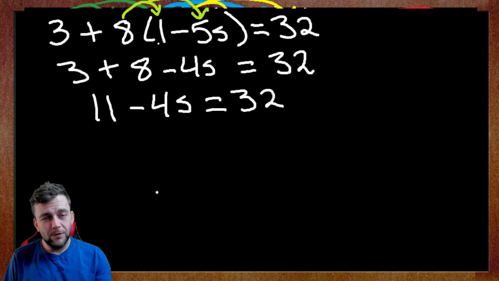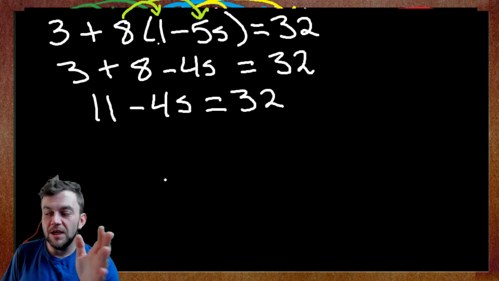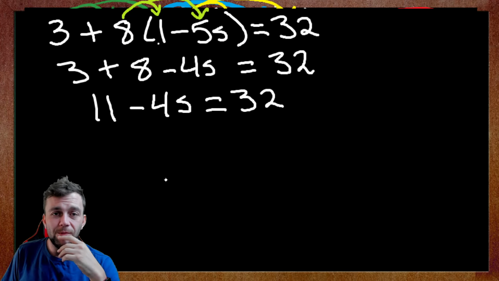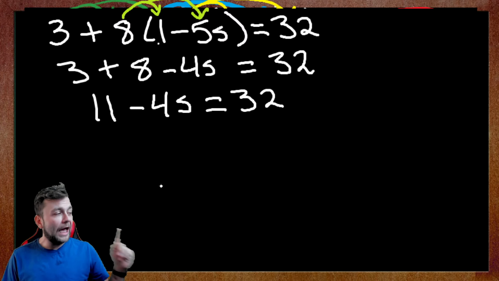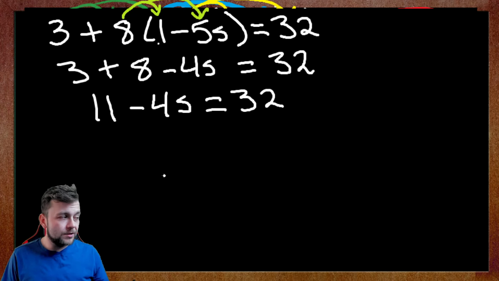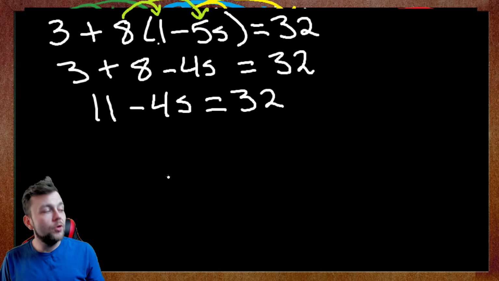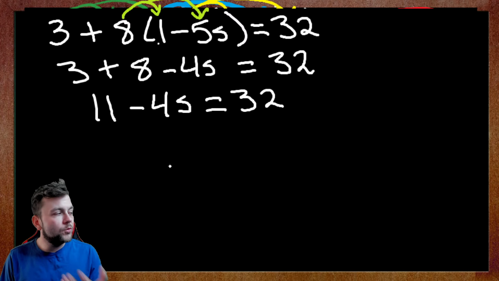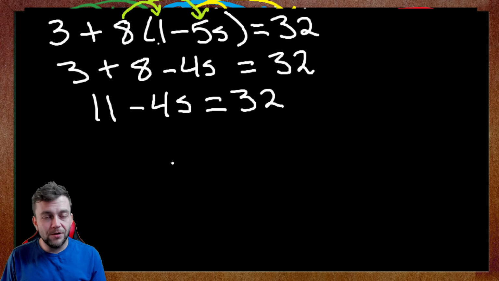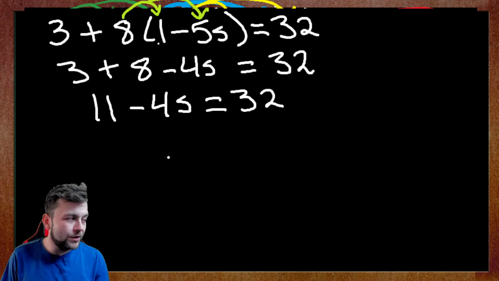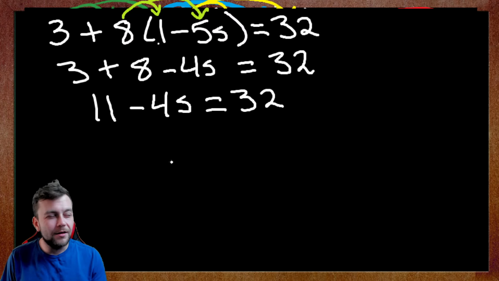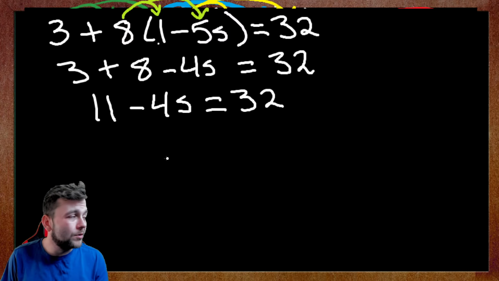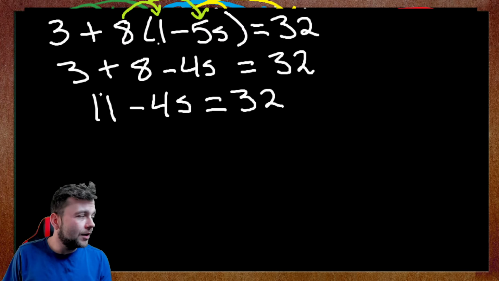Now, this is where people run into problems. They like to add 4s and bounce it over, which theoretically you could do if you really felt like it. No harm, no foul, I guess, but you're going to run into some other problems if you do it. It'll look weird. What I'm going to do looks weird too.